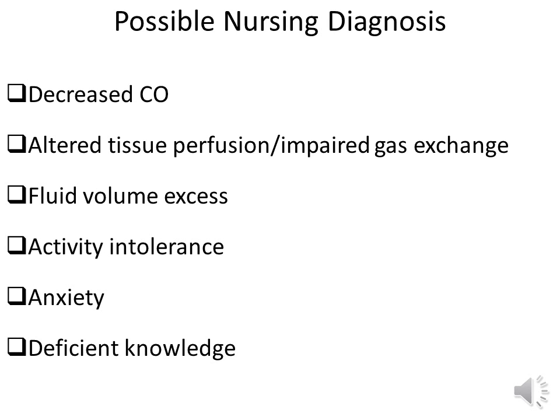Possible nursing diagnoses: decreased cardiac output. And because of decreased cardiac output, there is altered tissue perfusion, perhaps impaired gas exchange. Right-sided failure gives fluid volume excess. Because of those things, we have activity intolerance, anxiety, and a knowledge deficit. We will work with those in class to develop them more thoroughly.